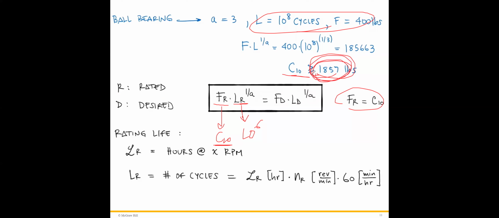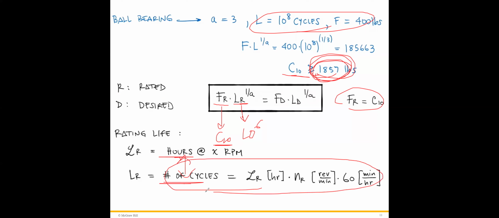And there's a conversion between hours and cycles, or cycles and hours. So it has this relation. You can convert from cycle to hour, hour to cycle. So this represents the life in how many hours at the specific speed, times 60 minutes per hour.